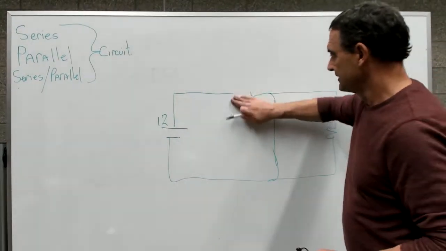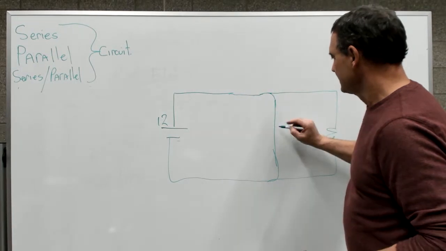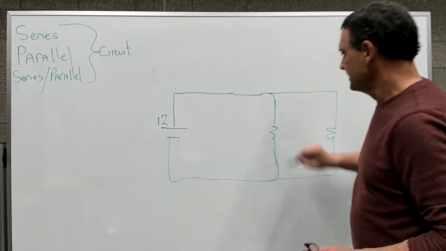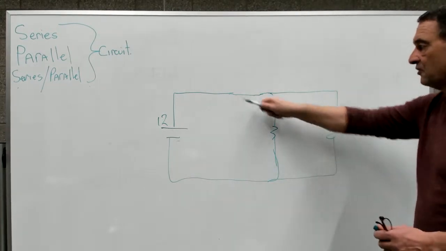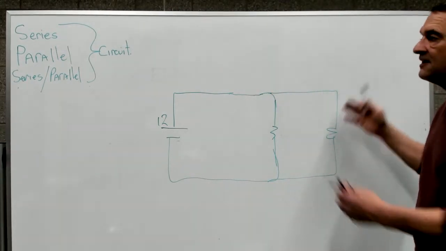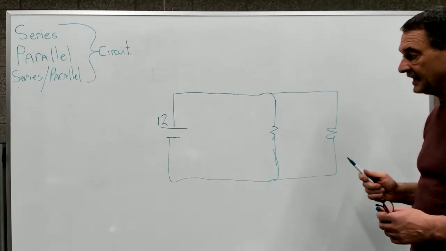Oops, that's not correct. That's a series parallel. There we go. Okay. Now we got it correct. So all our resistances feel the 12 volts. We'll get 12 volts here, we'll get 12 volts here. That is the definition of a parallel circuit.